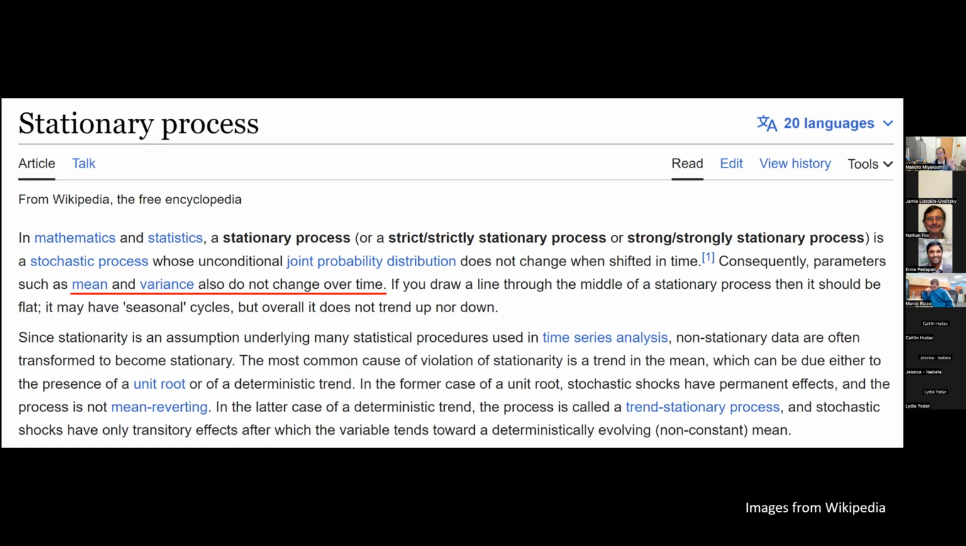So you set an arbitrary width of window, and using that window, you sample the data from an arbitrary time point, and you take the mean and variance of those sample windows. And if those means and variances are the same across all the randomly sampled windows, then you can say that your data is stationary. This is a simple version of the definition.